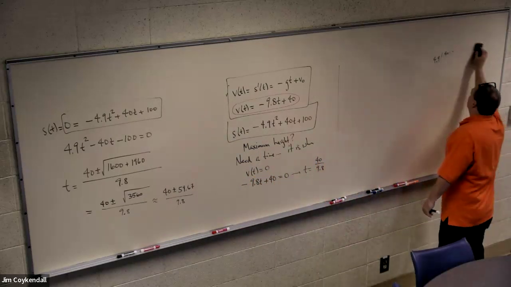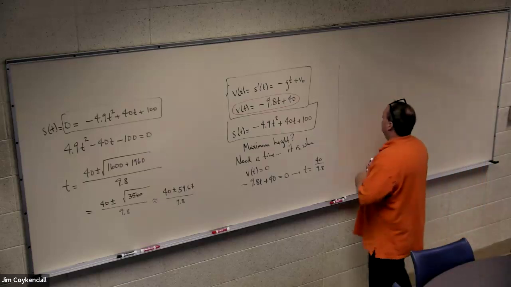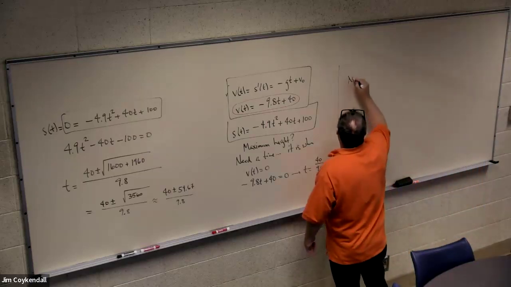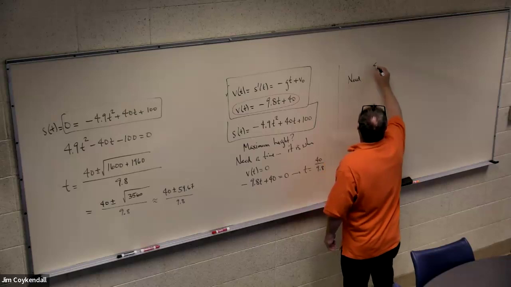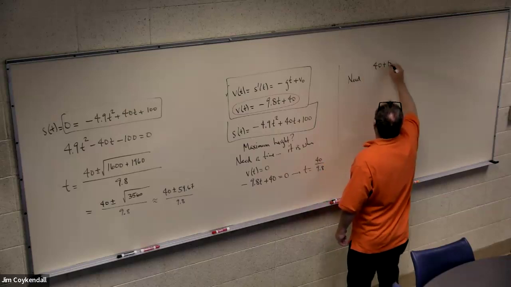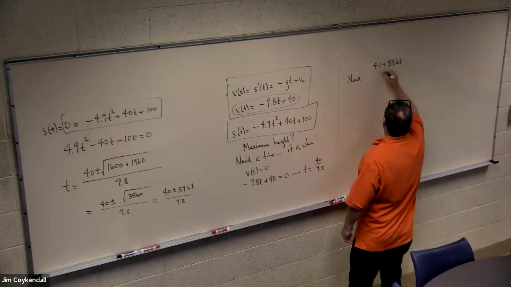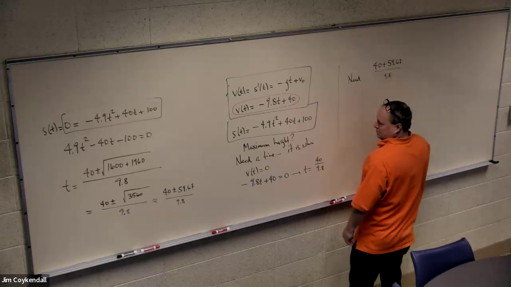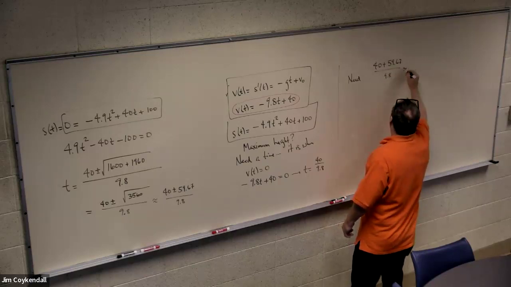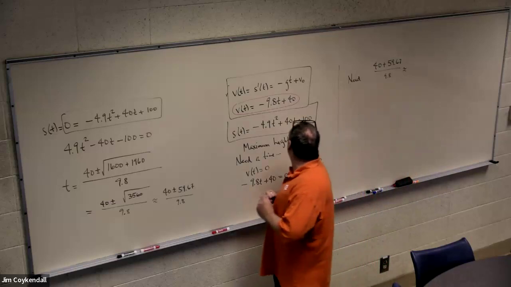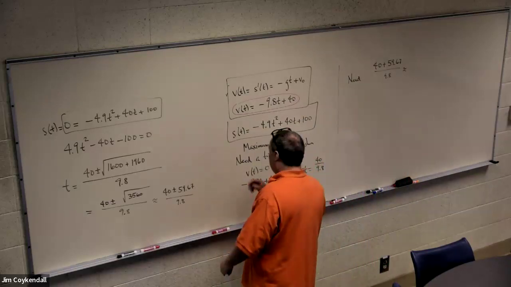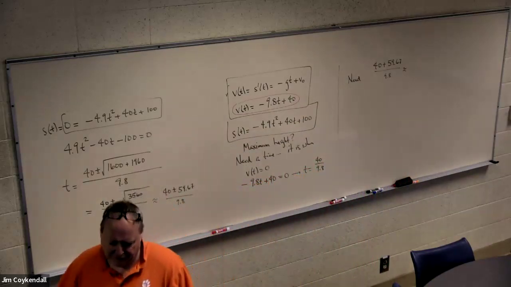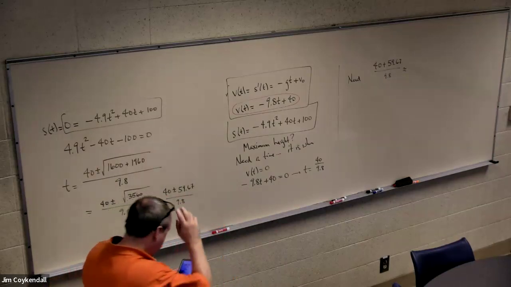So what do I get? More or less, I get the 40 plus 59.67 over 9.8, which is approximately equal to 10. So it's just a smidge bigger than 10.